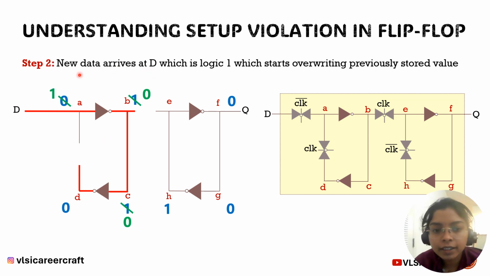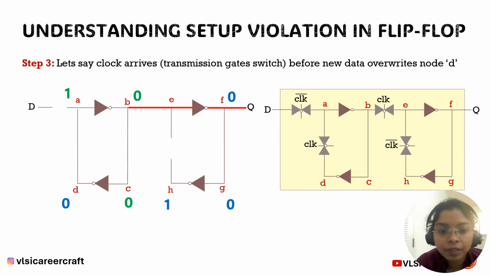Now let's say new data arrives at D, that is logic 1. So the values at nodes A, B and C are overwritten by the new value, and let's say D is unchanged. Before the value at D changes, let's say the clock is arriving and the transmission gates which are driven by clock are turned on, and the transmission gates which are driven by clock bar are turned off.